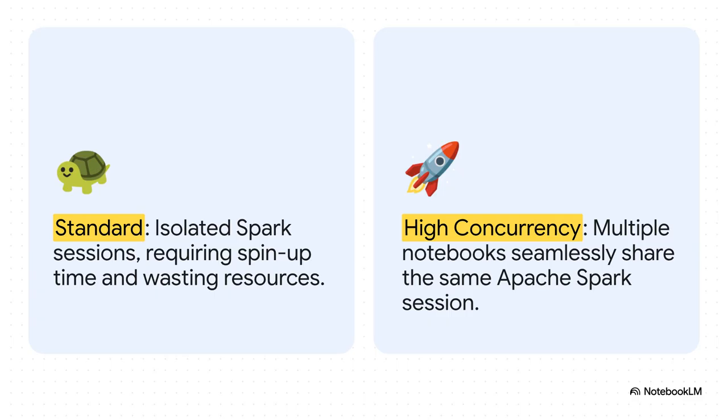We also need to optimize the engineering experience itself. Standard notebooks operate in isolated Spark sessions. You know what that means? Spin-up time and totally wasted resources if you have multiple engineers working at the exact same time. But by enabling high concurrency for notebooks, multiple notebooks can seamlessly attach to and share the exact same Apache Spark session. This is a total game changer for team collaboration and resource efficiency.